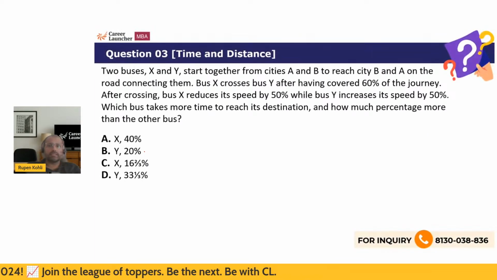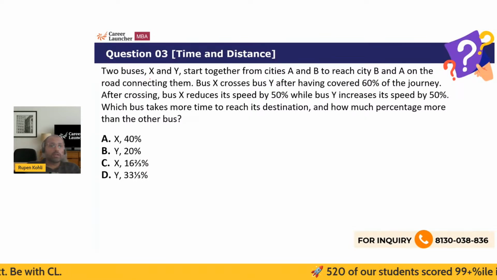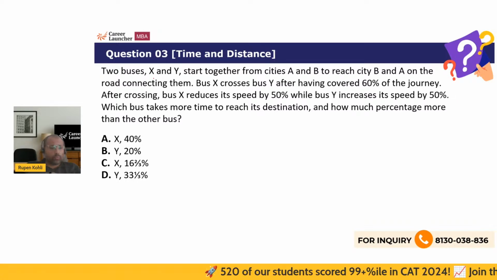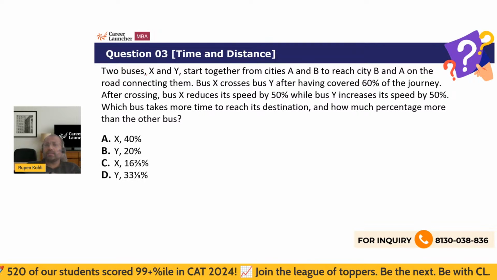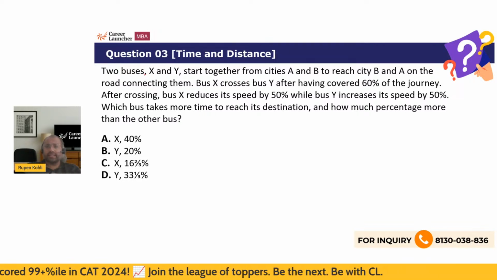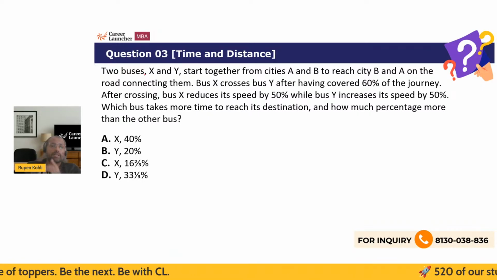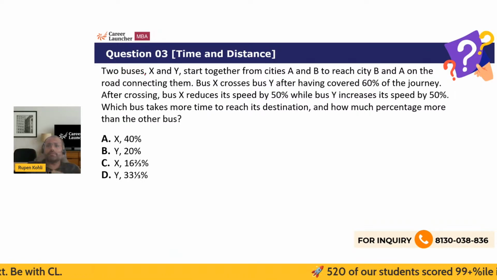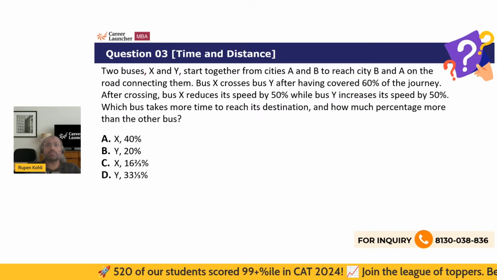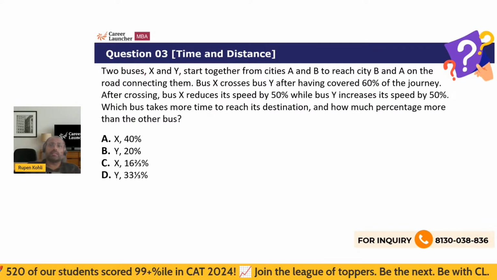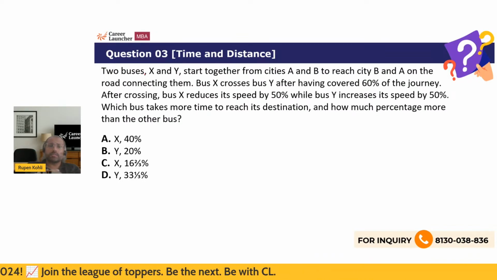Time and distance. Okay, let's see. Two buses X and Y start together from cities A and B to reach cities B and A on the road connecting them. Okay, so we have heard this story many times. Let's see something new. Bus X crosses bus Y after having covered 60% of the journey. After crossing, bus X reduces its speed by 50%, bus Y increases its speed by 50%. Which bus takes more time to reach its destination and how much percentage more than the other?